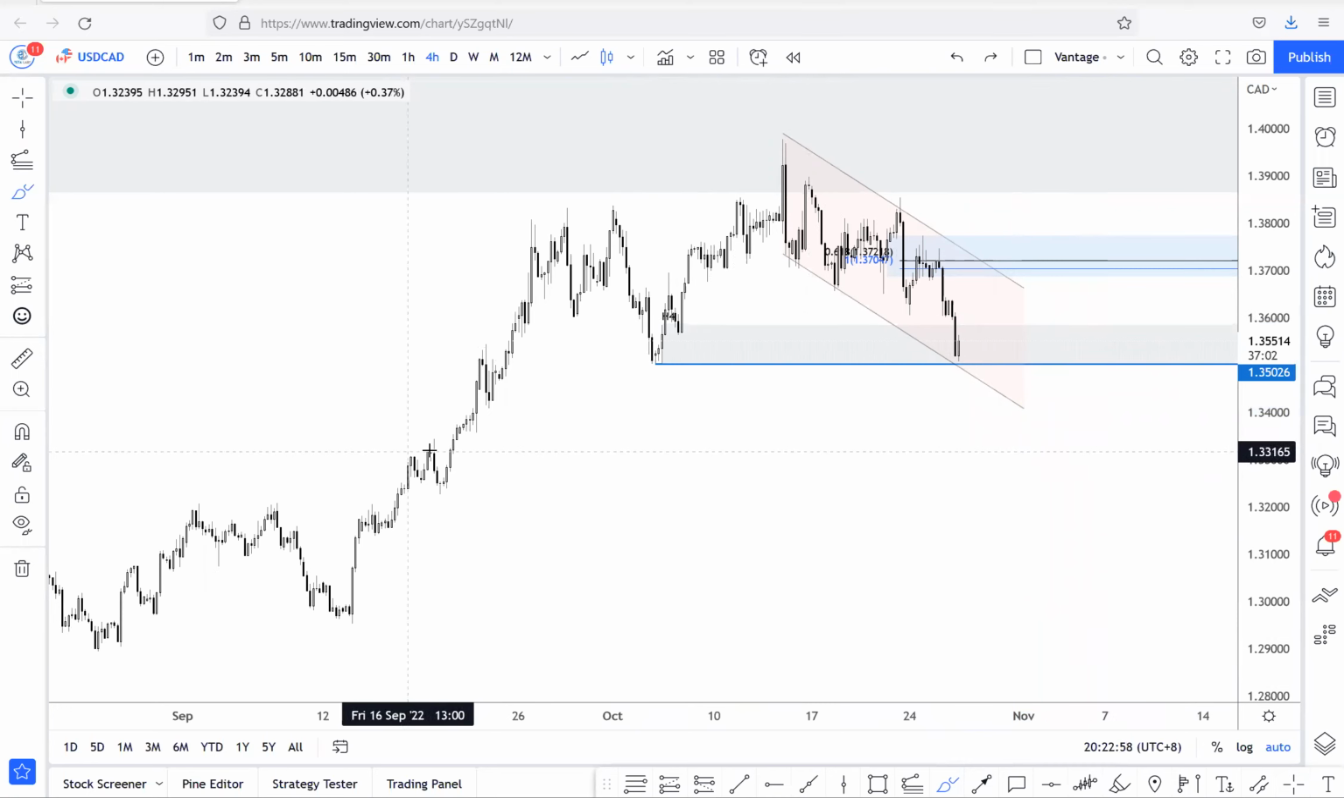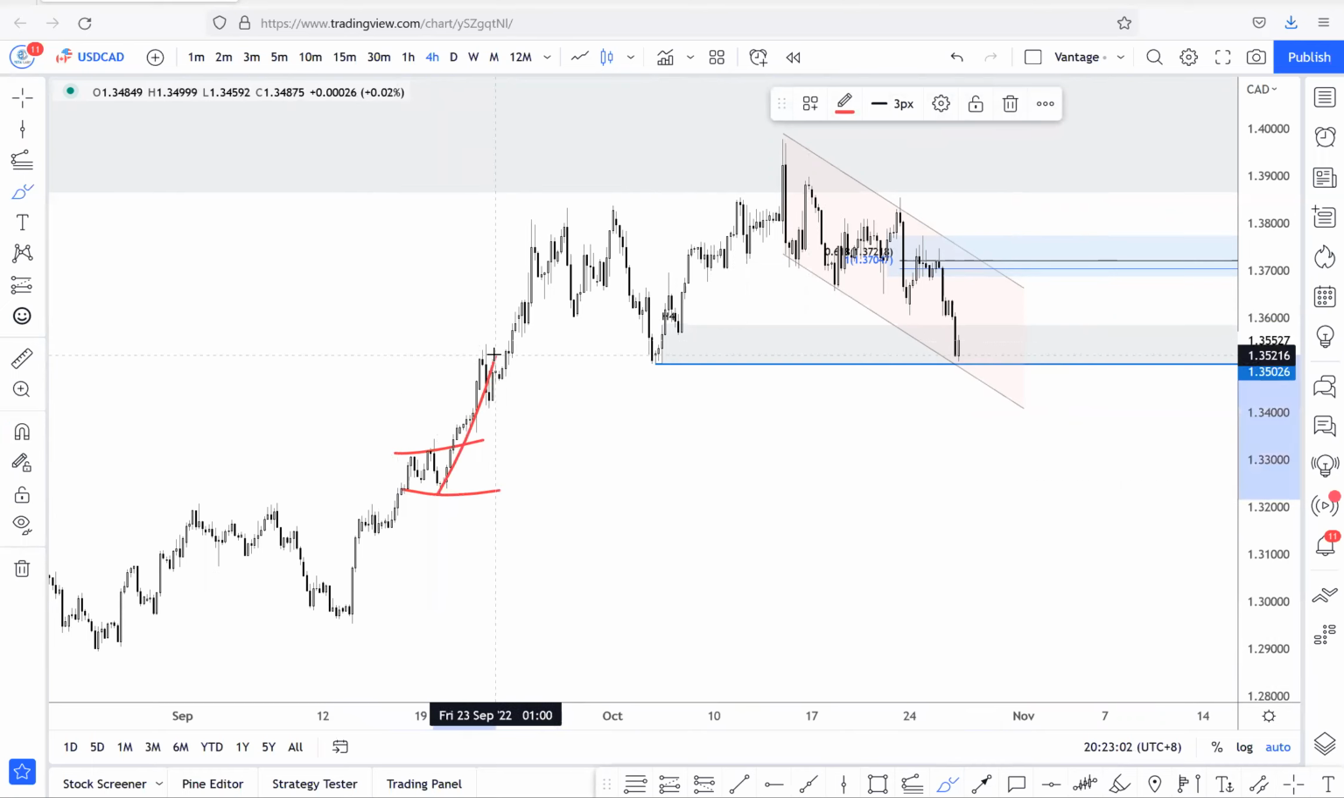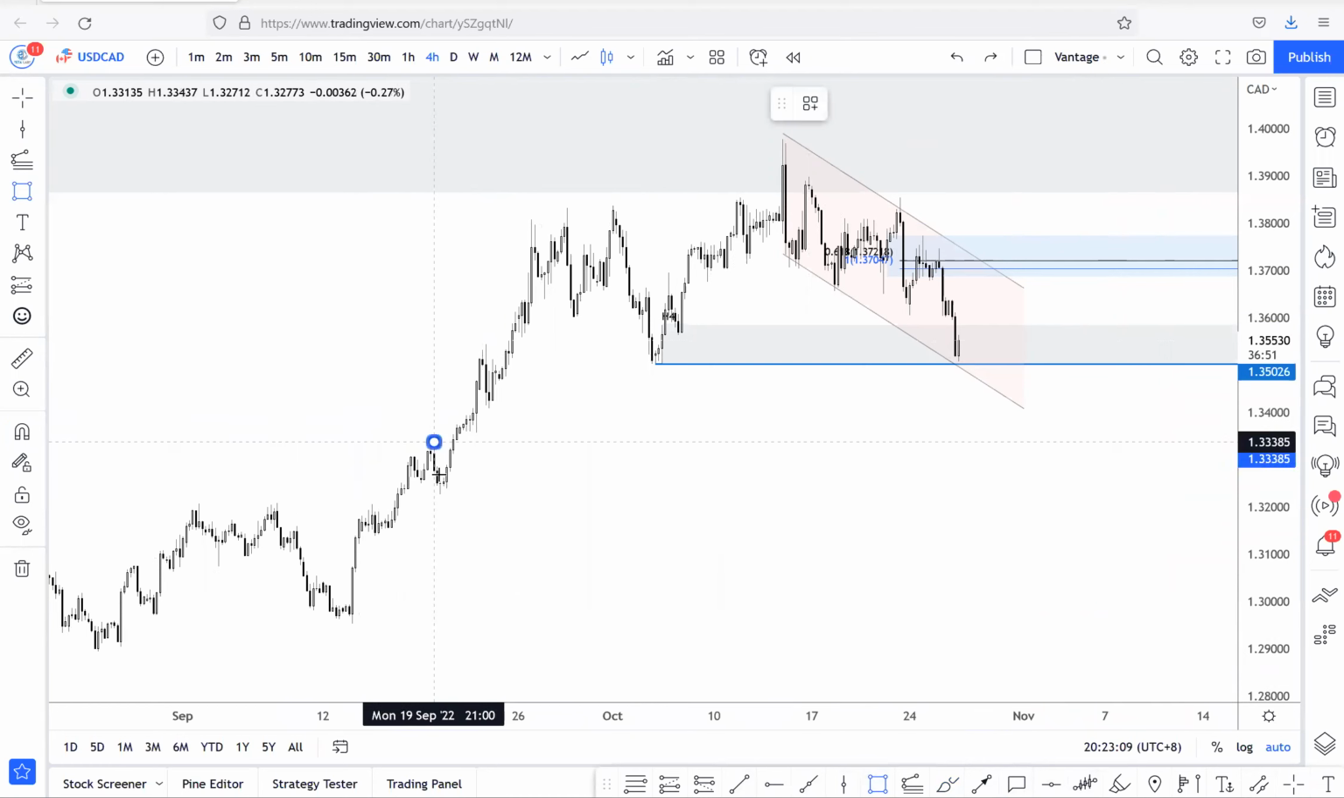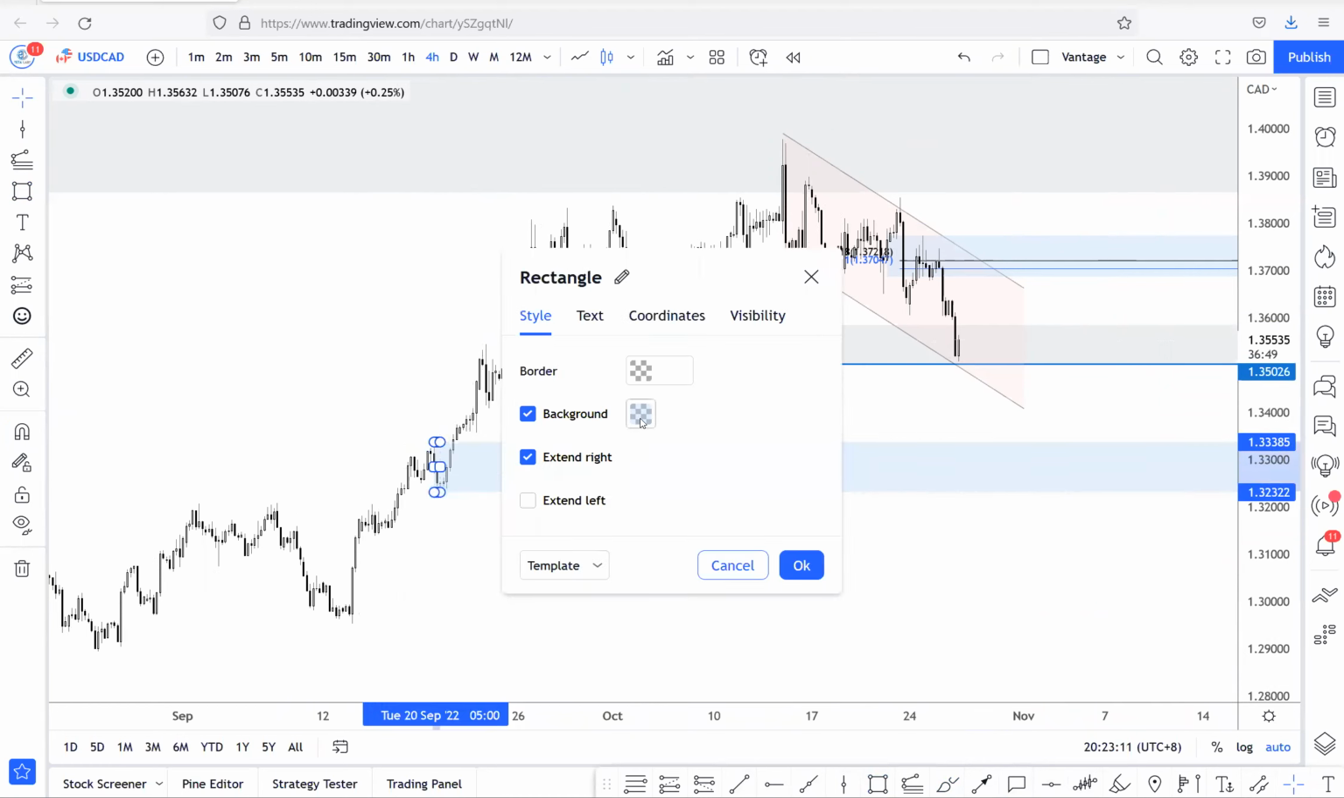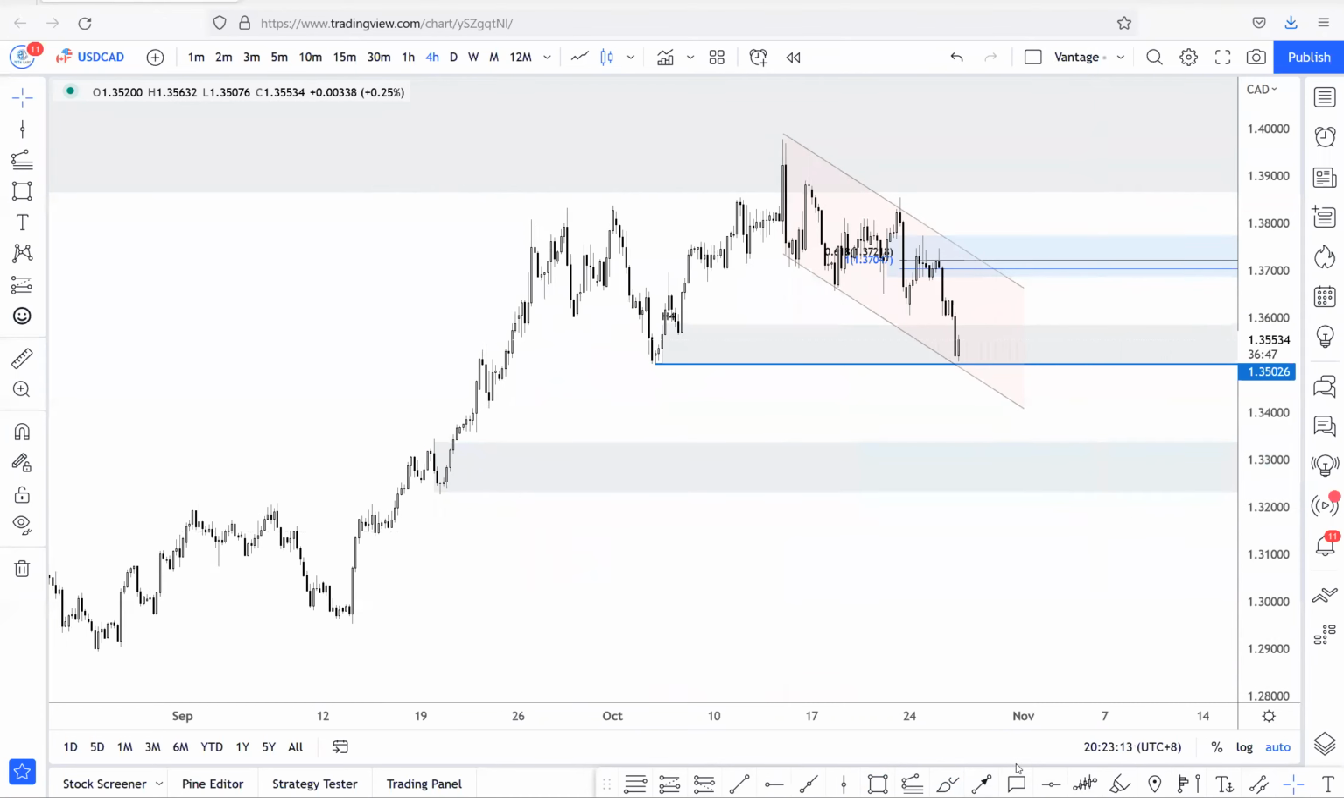The next support area that I've identified is this area here. Same thing, you saw that consolidation before a clear break above, so this is the next area in terms of support. So this is my view on dollar CAD. I think that we could see a push into this region. Let me just highlight this first. So this is the area. I think we could see a push into this region, and then the downside from here.